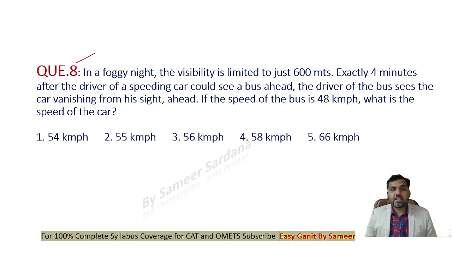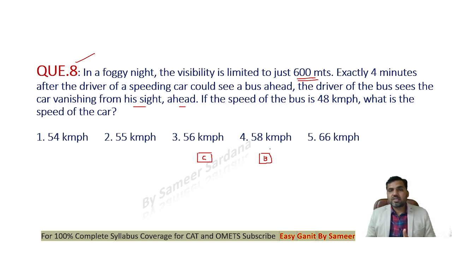Looking at question number 8: on a foggy night, the visibility is limited to just 600 meters. Exactly 4 minutes after the driver of a speeding car could see a bus ahead, the driver of the bus sees the car vanishing from his sight. So you see that this is, let's say, the position of the car, and this is the position of the bus. The visibility is just 600 meters.